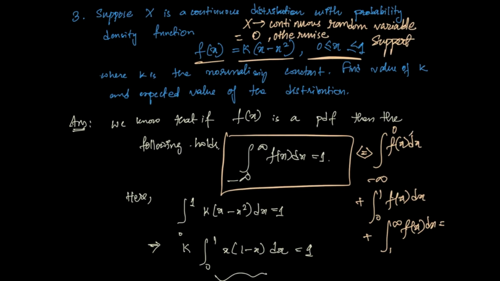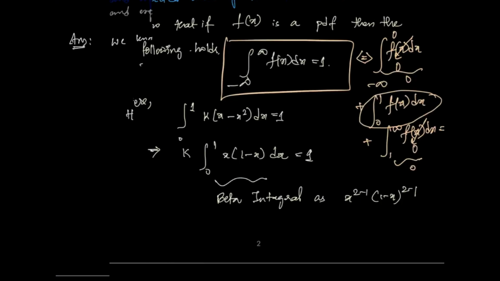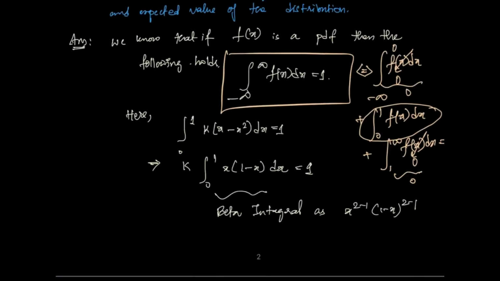So this value is nothing but 0, and this value is nothing but 0. So this entire integral comes out to be 0, and this entire integral comes out to be 0. The only part that gets left is this part. So later on, when you are using PDFs, you can just take the upper and lower limits as the range of values x can take, and this integral will work perfectly. So what we have here is 0 to 1 of k times (x minus x squared) dx equal to 1.